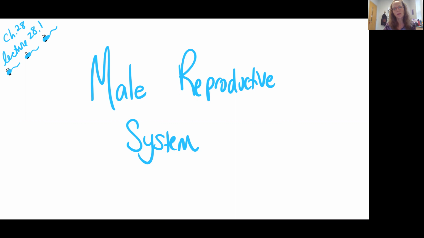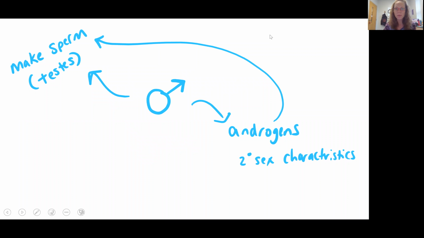Our topic for this whole chapter is the reproductive system. We're going to start first by talking about the male reproductive system, and then we will move on to the female. The job of the male reproductive system is essentially to make sperm, and that's occurring in the gonads, which for males are called testes.